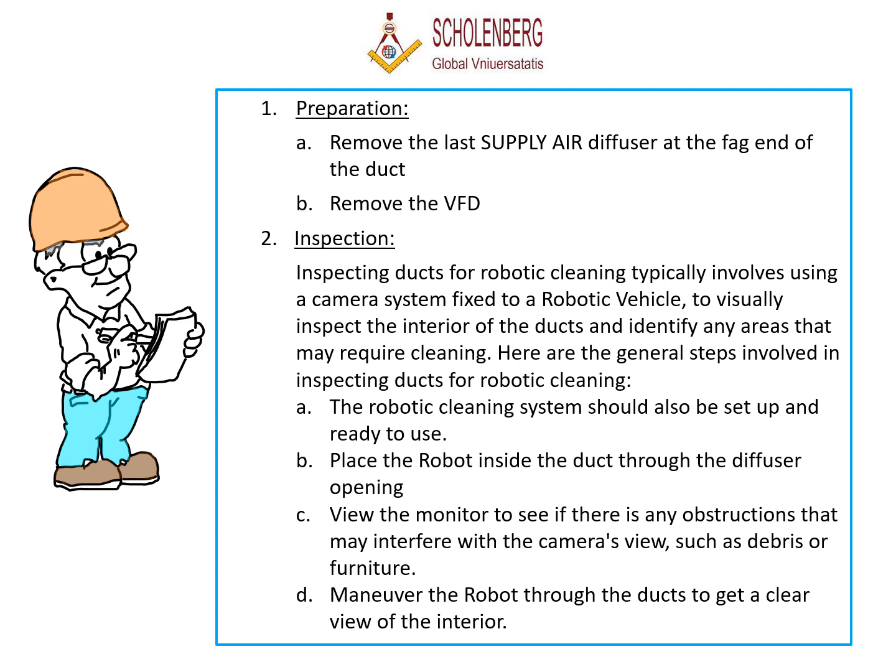2. Inspection. Inspecting ducts for robotic cleaning typically involves using a camera system fixed to a robotic vehicle to visually inspect the interior of the ducts and identify any areas that may require cleaning. Here are the general steps involved in inspecting ducts for robotic cleaning. A. The robotic cleaning system should also be set up and ready to use. B. Place the robot inside the duct through the diffuser opening. C. View the monitor to see if there are any obstructions that may interfere with the camera's view, such as debris or furniture. D. Maneuver the robot through the ducts to get a clear view of the interior.